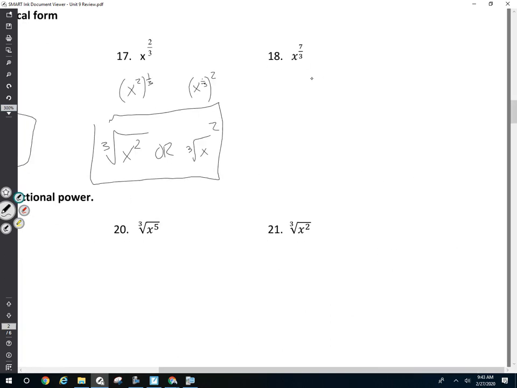7/3, x to the 7 to the 1/3, or 1/3 times 7 gives us 7/3, which means this is a cube root of x to the 7th. That's how I'd write it here. And I would write it like this, cube root of x to the 7th. Both are correct.